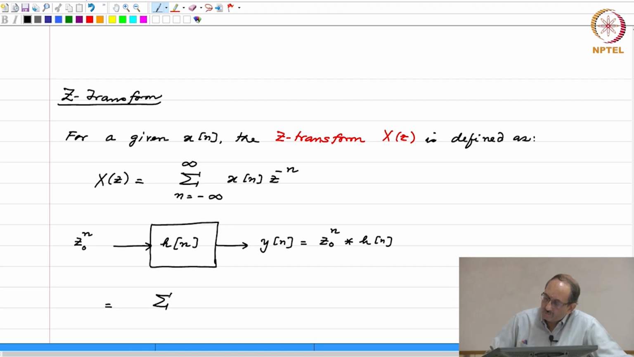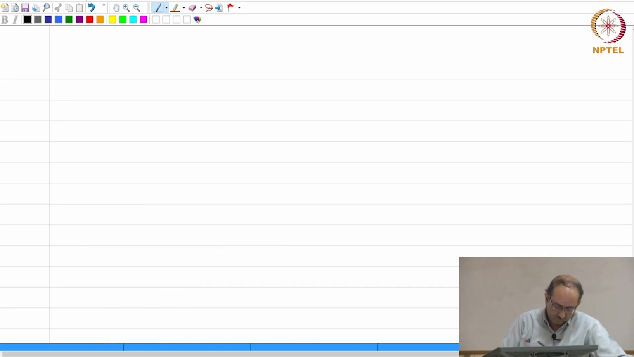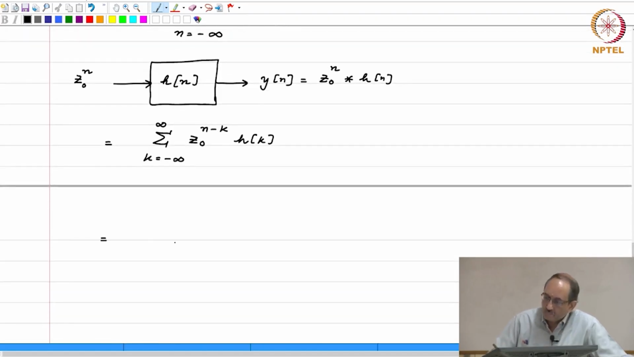So, this is nothing but x of n minus k, which is z naught n minus k, h of k, k going from minus infinity to plus infinity. And because the summation involves only k, we can take z naught to the n outside. So, this is h of k z naught to the minus k summed up over all k.